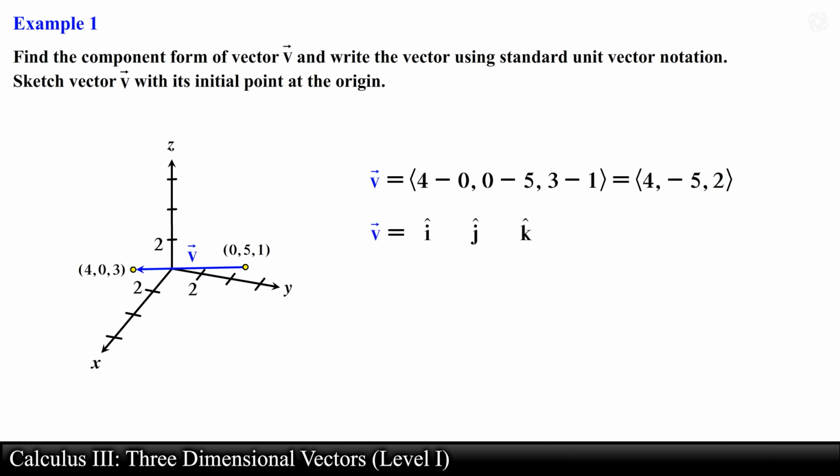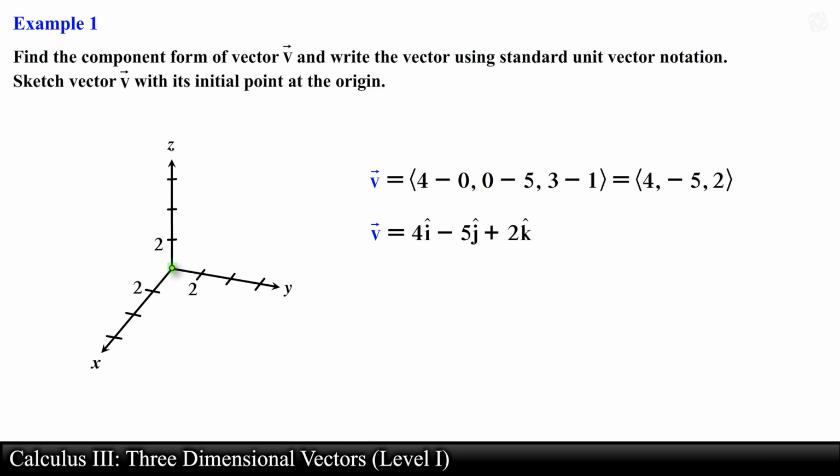This is a pretty straightforward process, since each of the components corresponds to i, j, and k respectively. Doing that, we obtain the following expression. Finally, we need to sketch this vector in standard position.